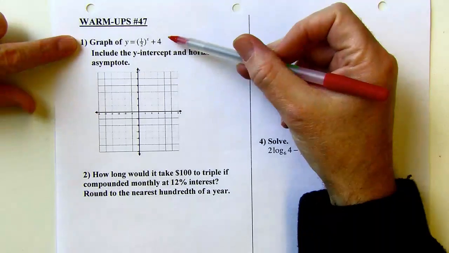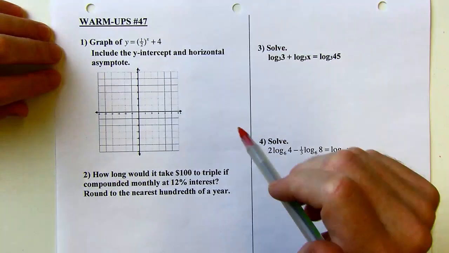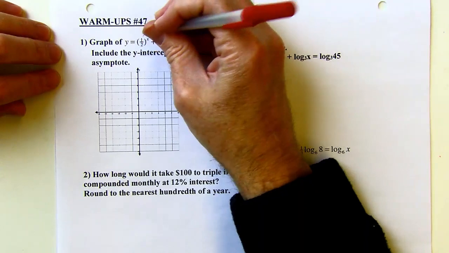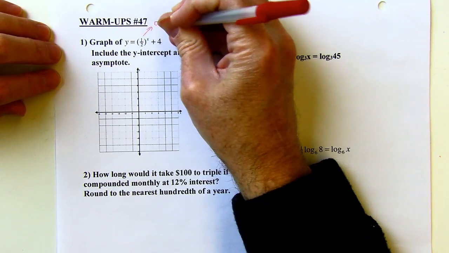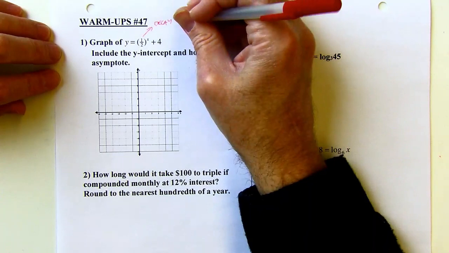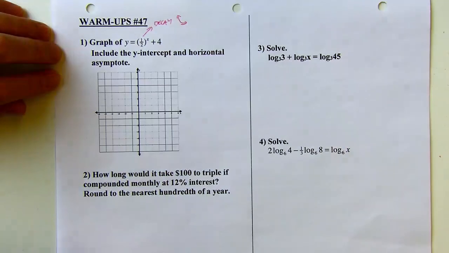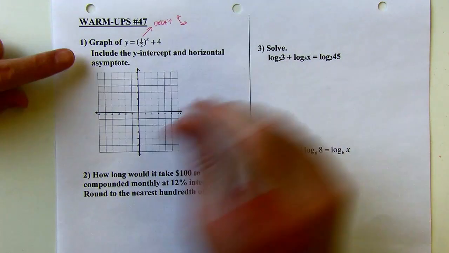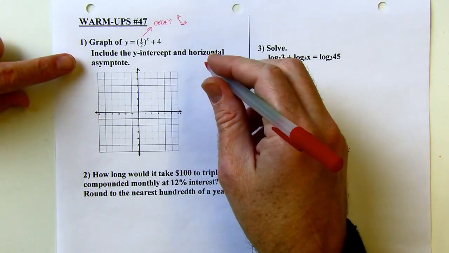Let's graph this equation. So we've got an exponential function here. This one is going to be decay. I know that because the base is less than 1, so my basic shape is going to be going downhill, something like that. Okay? So it says include the y-intercept and the horizontal asymptote.